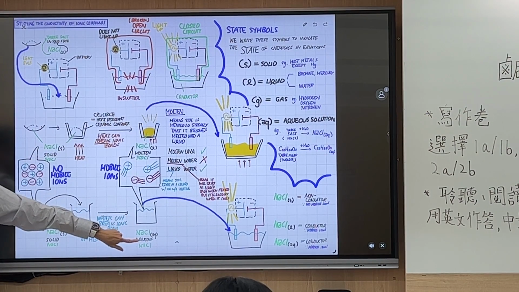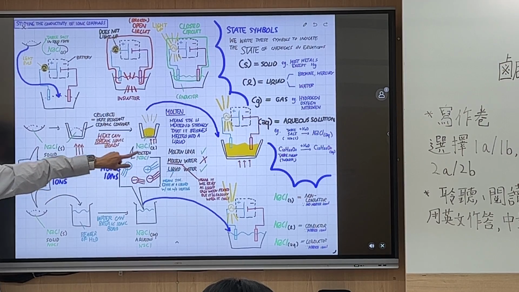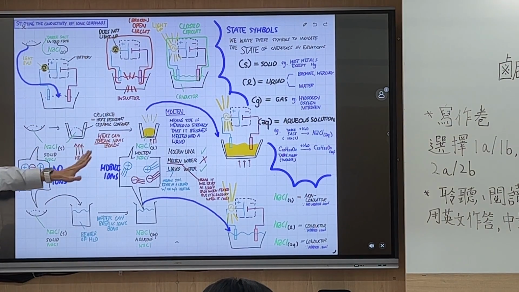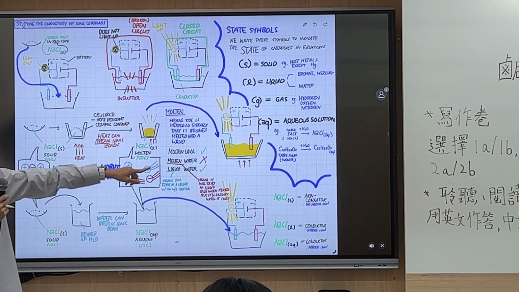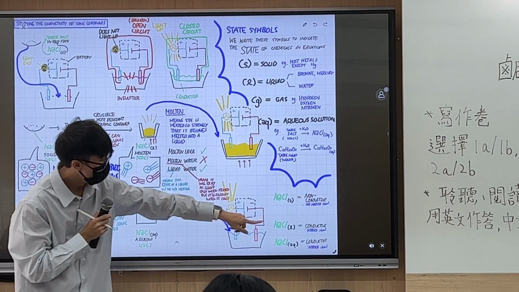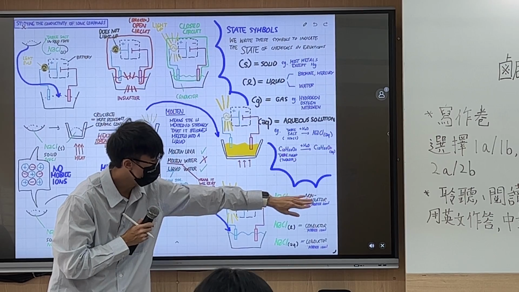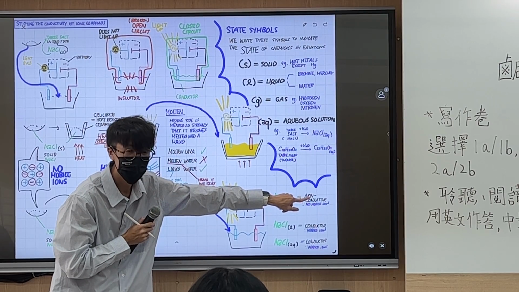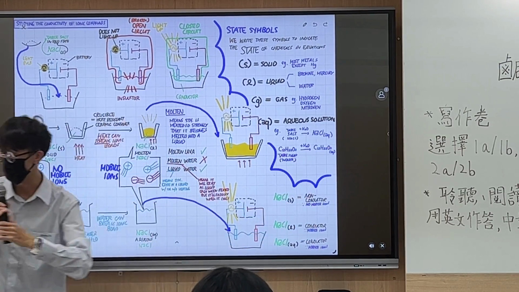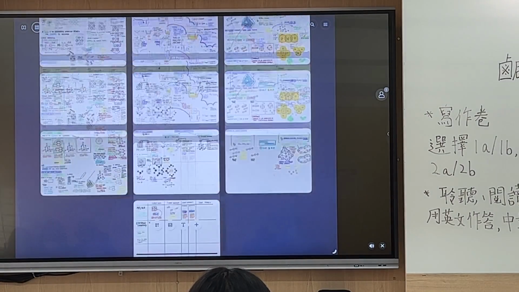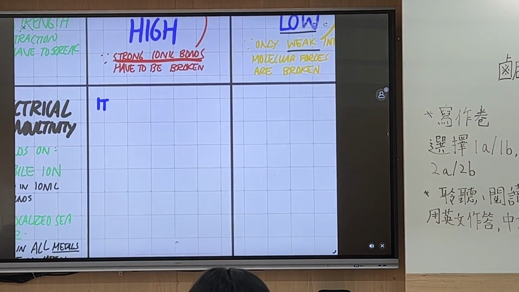You must remember these three words: aqueous, molten, and solid. It does not conduct in solid state, but it conducts in molten or aqueous state. So non-conductor, or you can just write insulator, in solid state. Conductor in molten and aqueous state. So add this to your worksheet right now. So right now it depends.